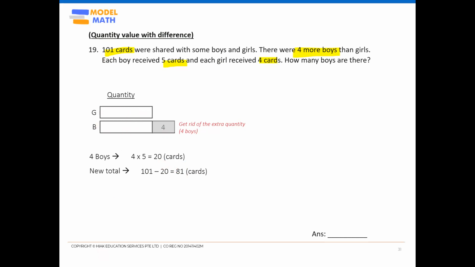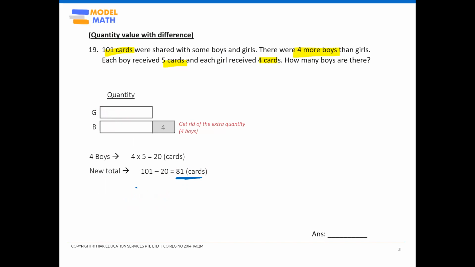Now, however, can I do this? 81 divided by 2, just because I see 2 units there? Please take note. 81 is cards, whereas these two models being equal means equal quantity, equal number of boys and girls. It does not mean equal number of cards in these two models. Hence we cannot do this. You cannot do 81 divided by 2 because this is value, whereas this is quantity. It is only the number of girls and boys that is the same, not the same number of cards. So beware of this.